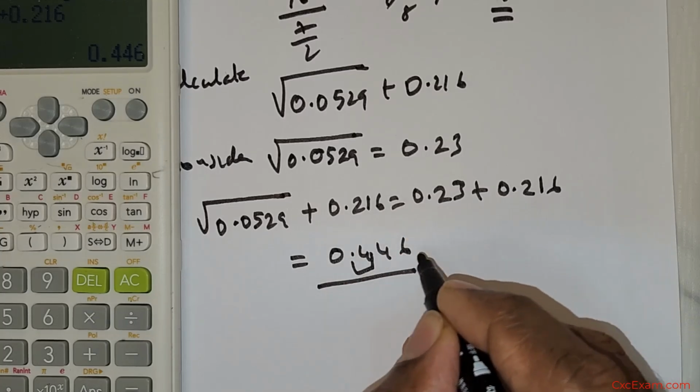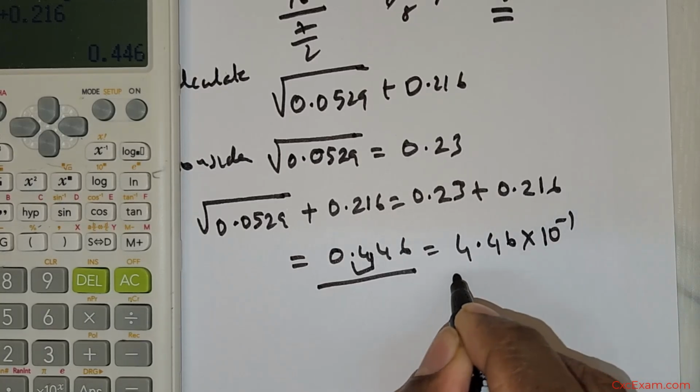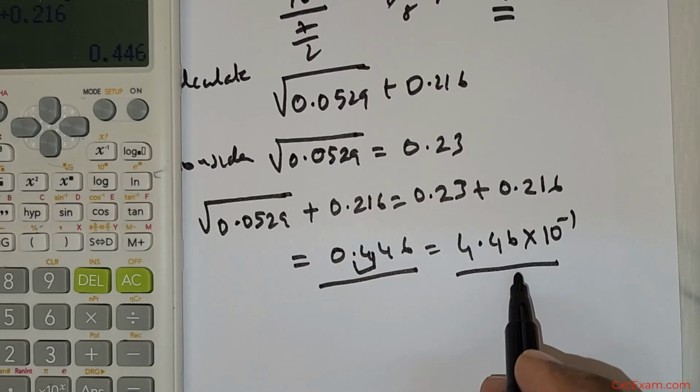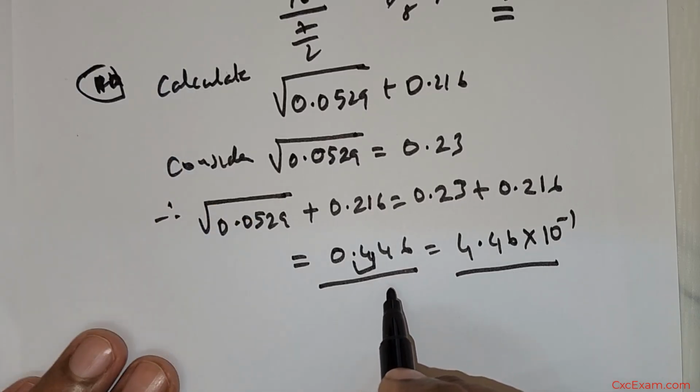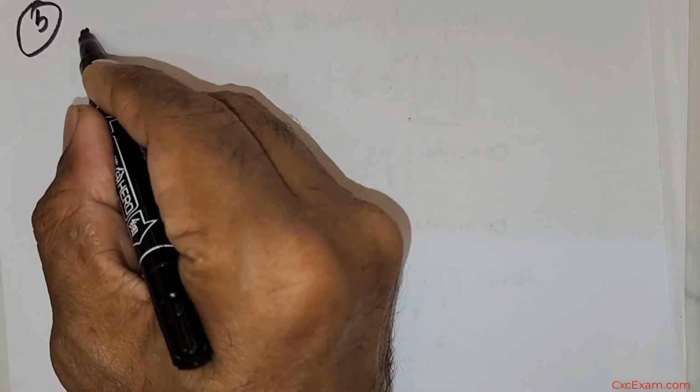You have to push the decimal. So if you push the decimal, you get 4.46 times 10 to the power of -1. So this is where you should stop. If you stop over there, you won't get the full marks for this. So this is the next question.